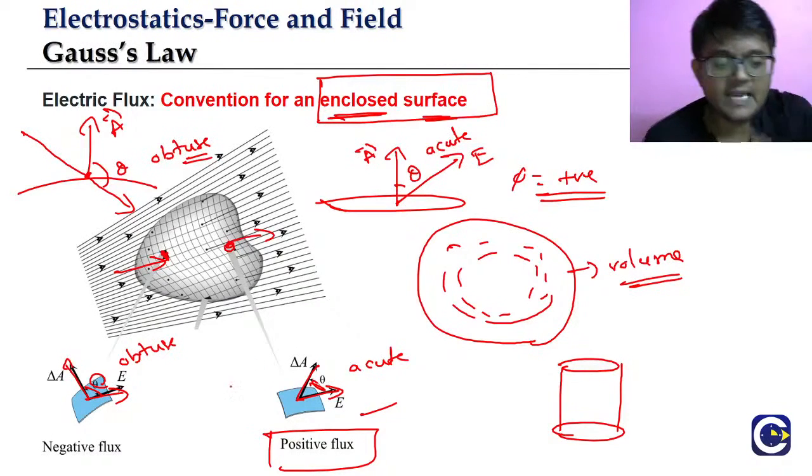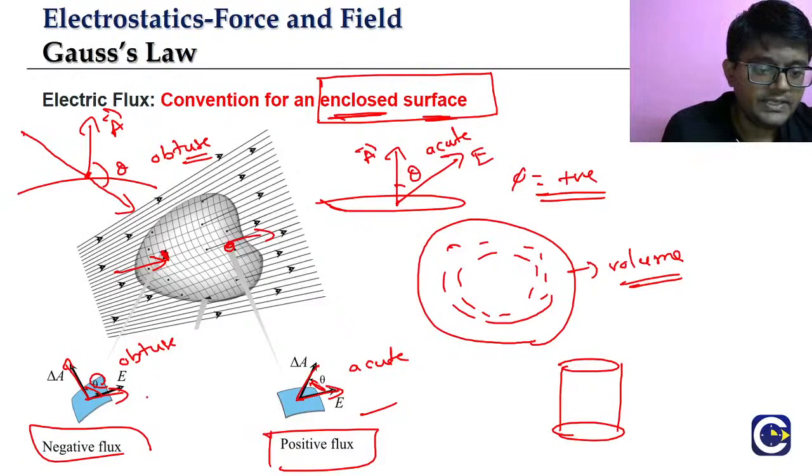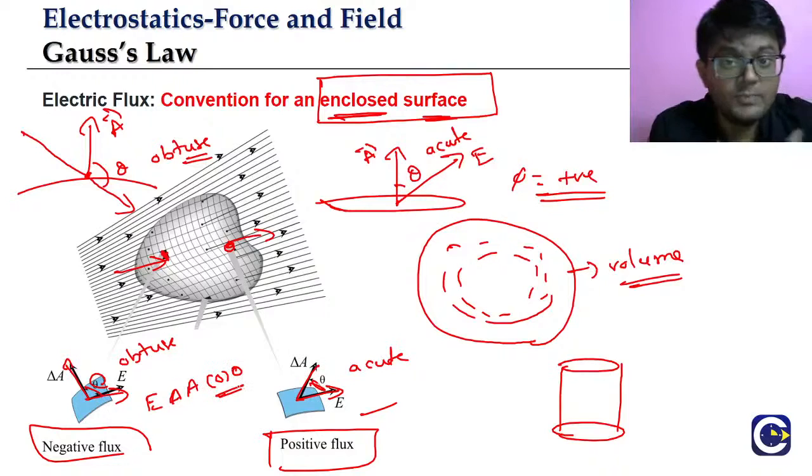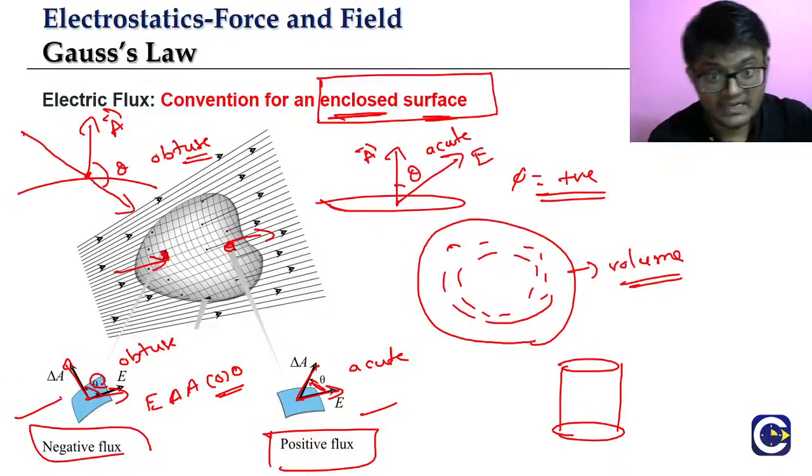So இங்கே நாம flux calculate பண்ணா என்ன வரும்? cos theta. So பாருங்க, E into delta A into cos theta. When theta is obtuse, 90 to 180, then what is that cos theta value? Negative தானா? Which means what? Negative flux represents field lines entering into that surface.